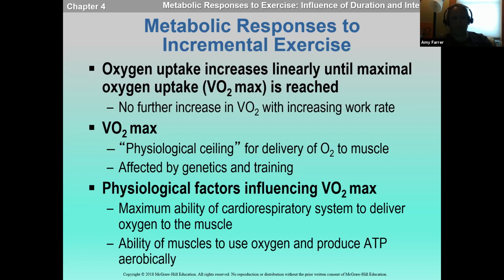So when we look at those physiologic factors influencing VO2 max, there's going to be a maximum ability of the cardiorespiratory center to deliver the oxygen to the muscles, what they can take in and what they can pump out. And then we have to look at what the muscle can actually use and produce. How efficient are they? So we can train both of them, but that extra edge, some of that will have to be considered to be genetically possible.